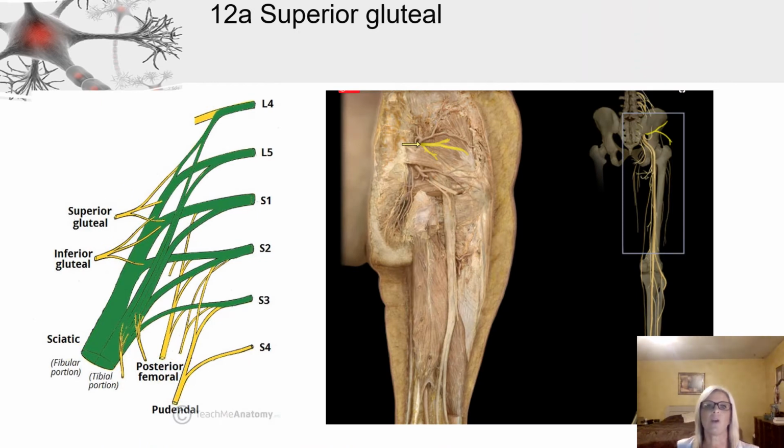So the first one that we are going to look at here is the superior gluteal. All right, so this is going to come from the roots L4, L5, and S1. It leaves the pelvis via the greater sciatic foramen. So think back to the skeletal system. And then gluteal, so that tells us basically what it's going to do. Superior meaning above, so it's going to be above the inferior one, which is below. And it's going to innervate the gluteus minimus, medius, and tensor fascia latae.